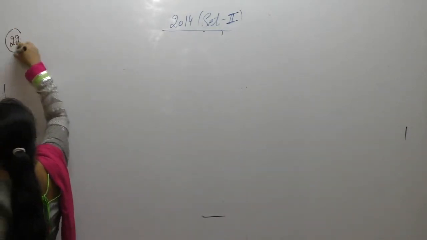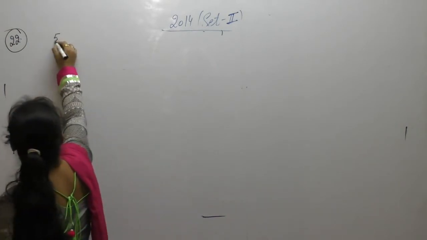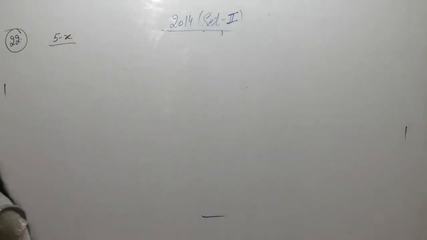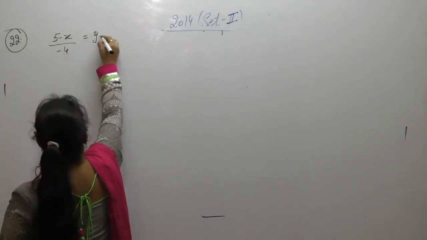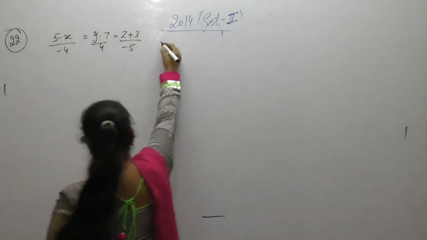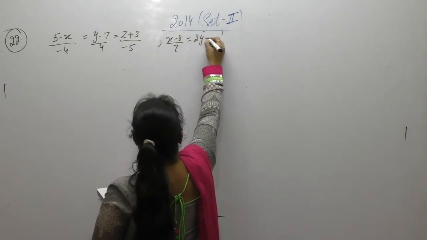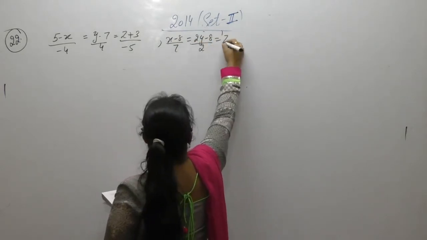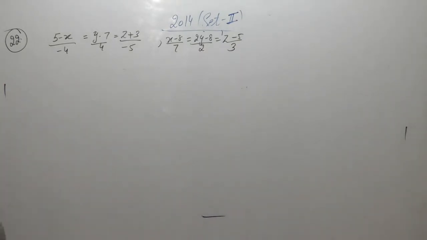Now the next one is question number 22. Show that the lines 5 minus x upon minus 4, y minus 7 by 4, z plus 3 upon minus 5, and x minus 8 by 7, 2y minus 8 upon 2, z minus 5 by 3 are coplanar.